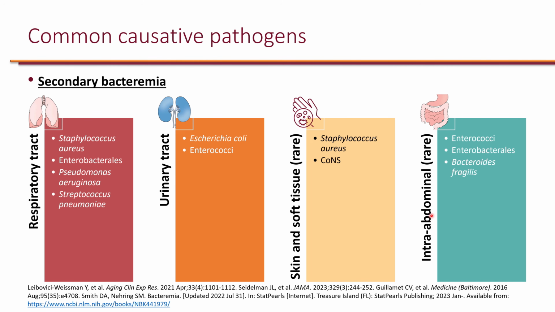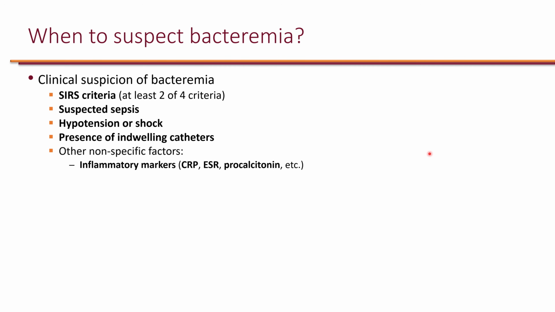The same is true with intra-abdominal infections. In intra-abdominal infection, we have enteric organisms, so Enterobacterales, as well as the anaerobe Bacteroides fragilis, and also enterococci. Enterococci are common in the GI tract. So if there are complications of intra-abdominal infections, these organisms can find their way into the blood. Again, this is pretty rare.